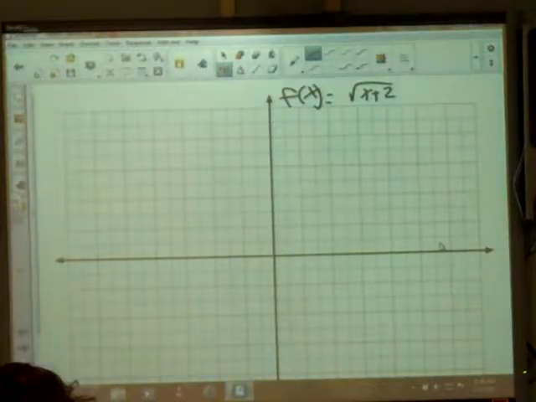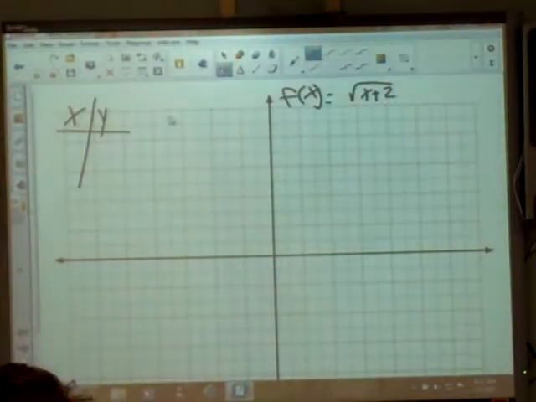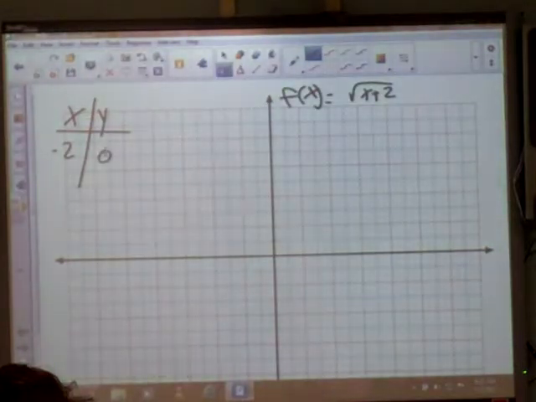Alright, we got f of x, remember that's the same as your y, is equal to the square root of x plus 2. Now, what are those radical, square root graphs? They're kind of like half parabolas to me. That's what they remind me of, their shape. They're going to be sideways most of the time though. If I start making an input-output table on this, if I plug a negative 2 in for the x, negative 2 plus 2 is 0, and the square root of 0 is 0.